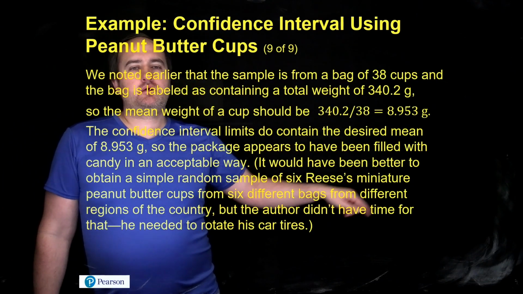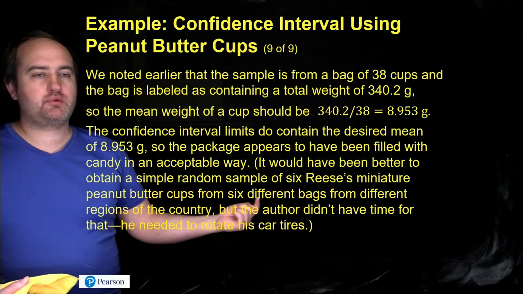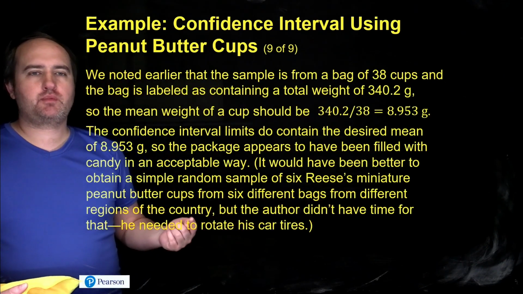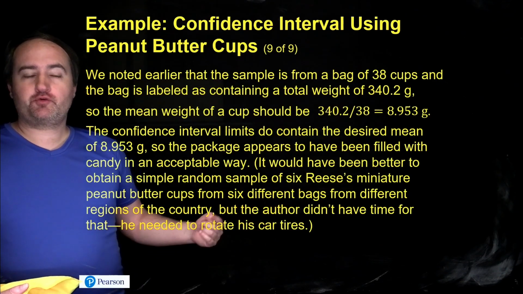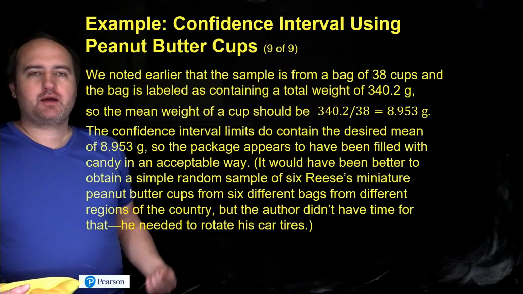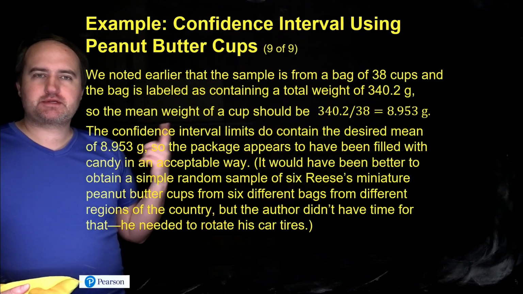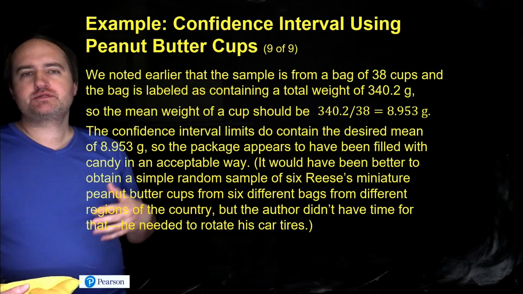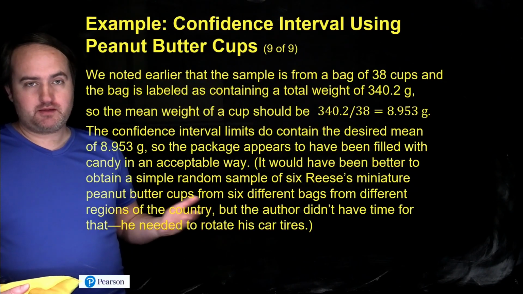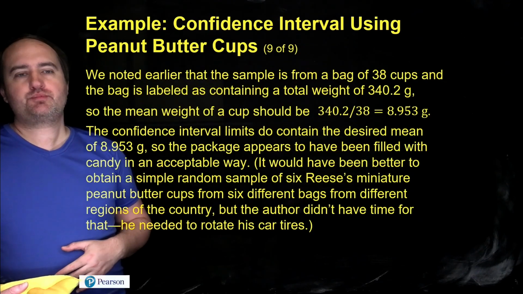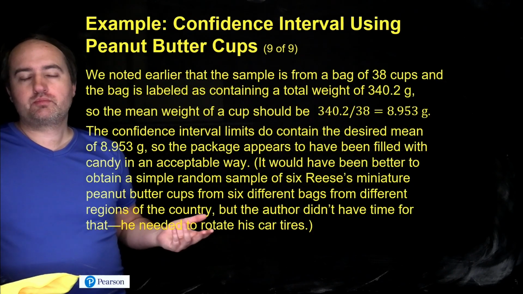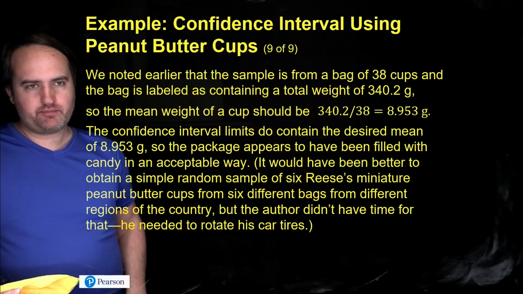It would have been better to obtain a simple random sample of 6 Reese's miniature peanut butter cups from six different bags from different regions of the country. I think what he means there is if he got it from different regions of the country and he did it randomly, then it would be more randomized, so closer to a simple random sample, which is the goal. You want a simple random sample.